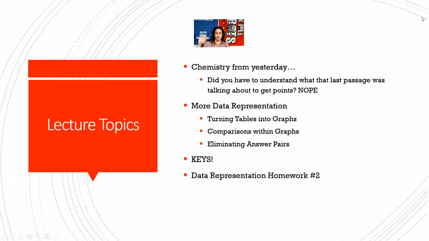Talk about turning tables into graphs, seeing a relationship, things going up in a table. What's that look like in a graph? Comparisons within graphs. We'll have to compare a couple, maybe 2 different things plotted on the same graph. And then we'll talk about a really big topic in ACT science, answer pairs. We're going to see that answers kind of come in pairs, and we need to think about, well, 2 of them are wrong, or 2 of them have some wrong characteristic, I can cross those out right away, get it down to a coin flip.